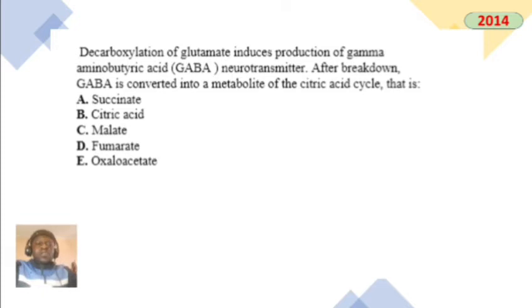Decarboxylation of glutamate induces production of gamma aminobutyric acid, or GABA. This one is actually an inhibitory neurotransmitter, and on its disintegration it produces, we can say, what? An intermediate from the Krebs cycle. After breakdown, the GABA is converted into a metabolite. That's the question again. So I said it's succinate, right? Succinate is a result of disintegration of GABA.